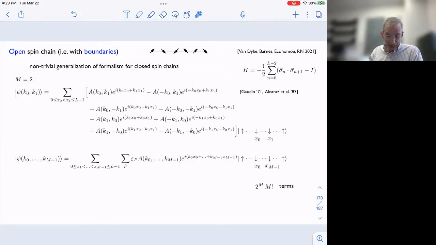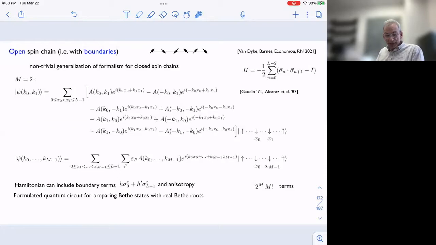and one more thing, even though this is an example, we can also include boundary terms in the Hamiltonian. And we can also make it anisotropic. I just made it isotropic just for simplicity here. But still the algorithm for the periodic chain can be generalized to this case. And so what we did is we formulated a quantum circuit for preparing these beta states, but again, restricted to real beta roots.